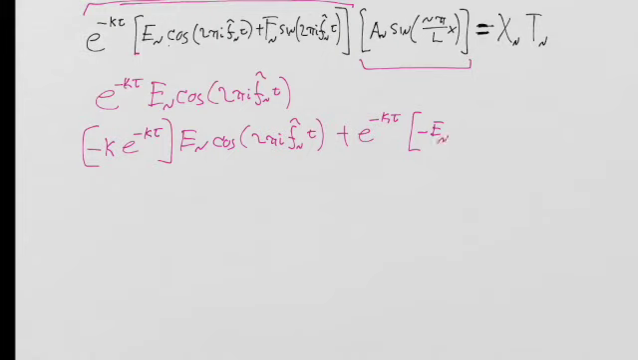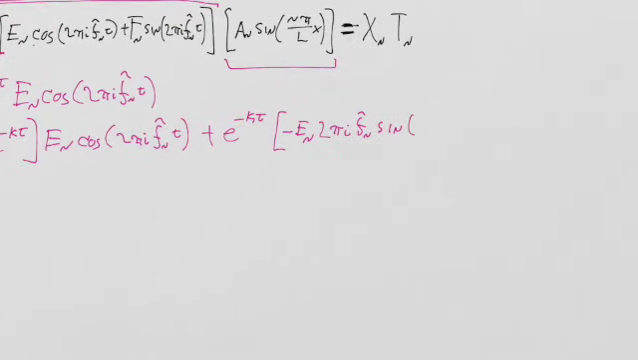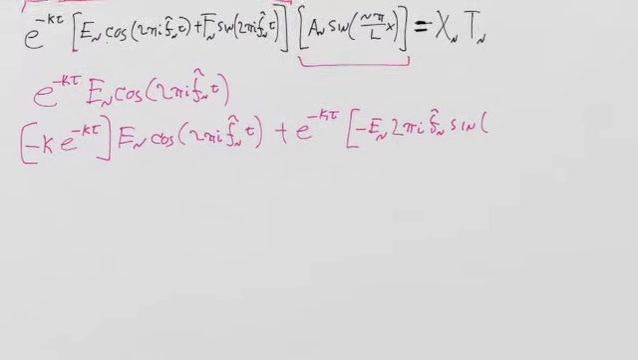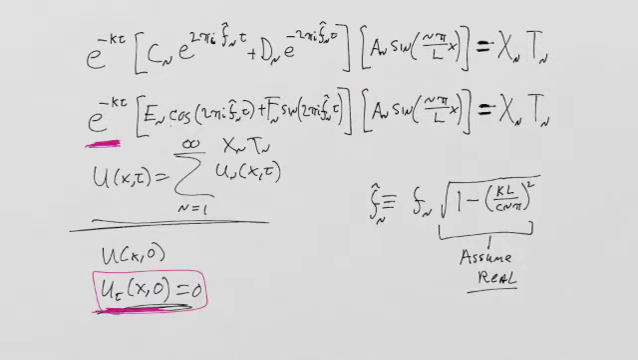En 2 pi fn hat times sine of... wait a minute, there's no i in there. That's the whole point. Sorry, guys, there should be no i. Did I put an i over here? Yeah, there's no i in this. The i is up here, but when you do the combination, you lose the i. So there's no i in there. Let me get rid of that i.